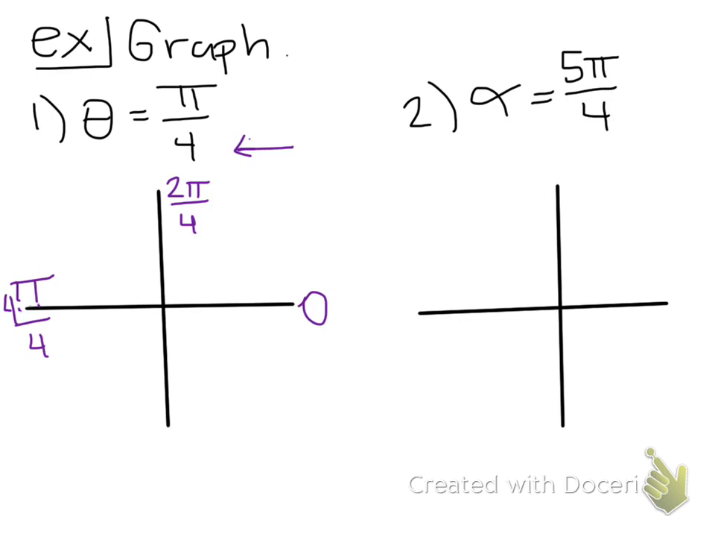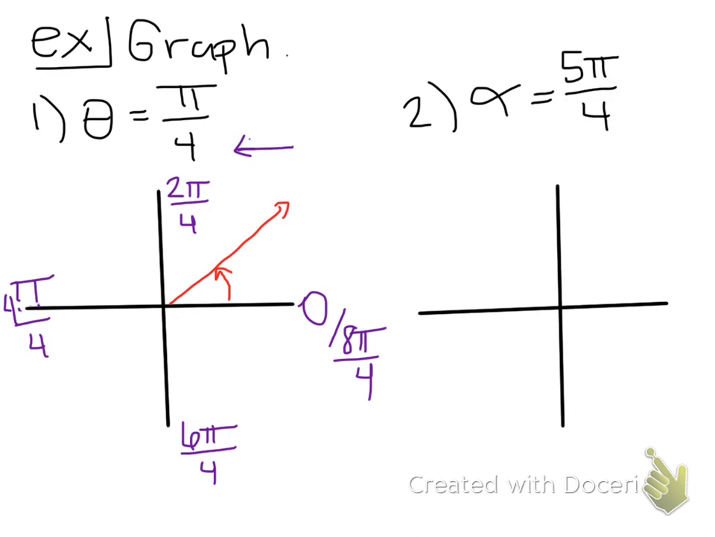So I have 2 pi over 4, 4 pi over 4, which means that this is 6 pi over 4, and over here would be 8 pi over 4. So notice I was trying to graph 1 pi over 4. So 1 pi over 4 is going to fall in the first quadrant, dead smack in the middle, and the way the angle traveled was in a positive direction. So not too bad.